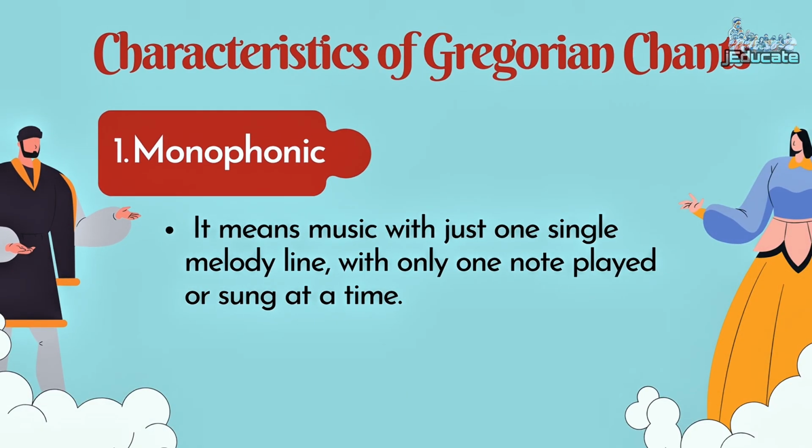Characteristics of Gregorian chants. Number 1. Monophonic. It means music with just one single melody line, with only one note played or sung at a time.